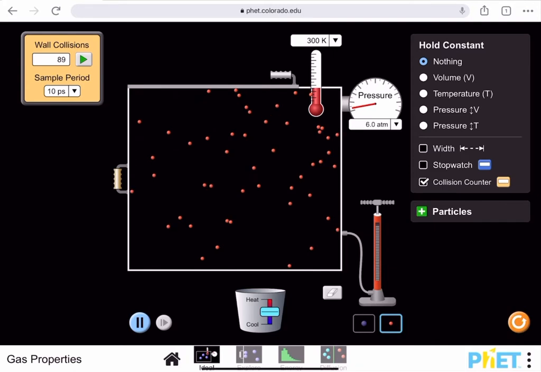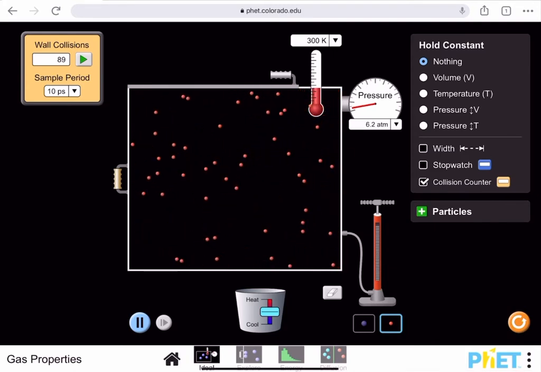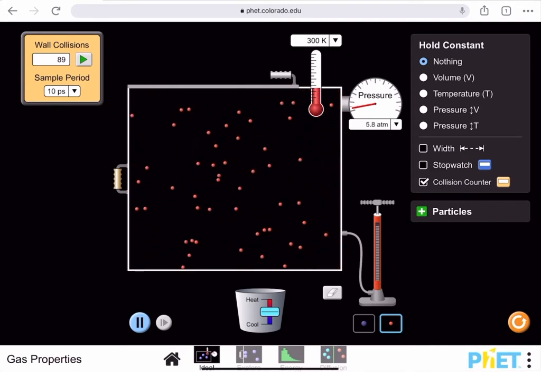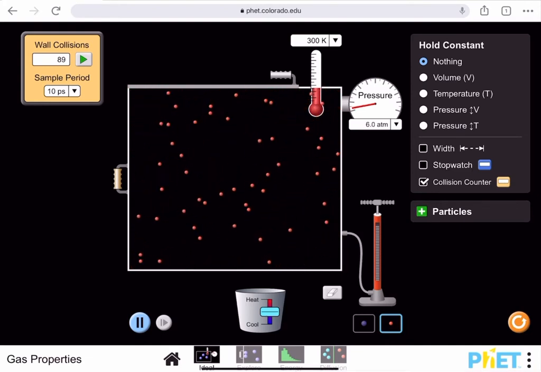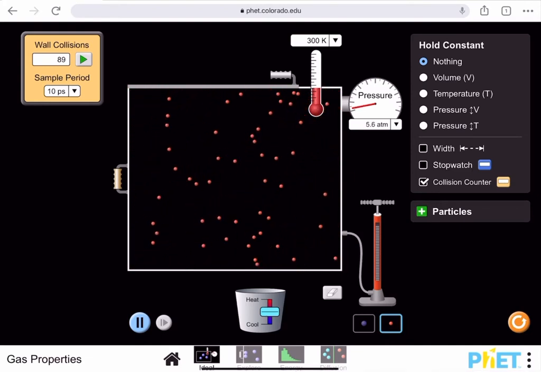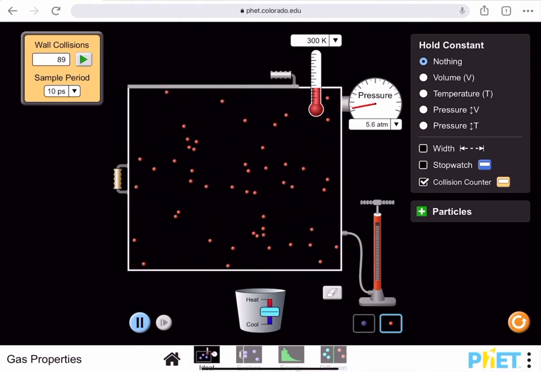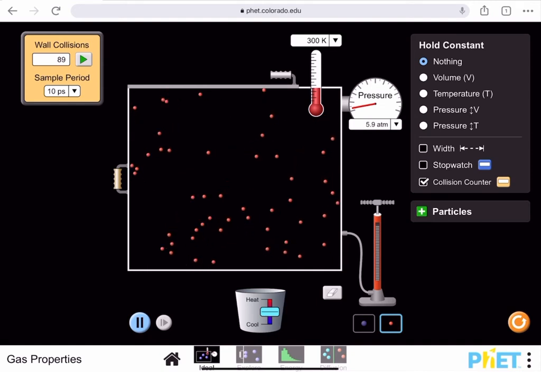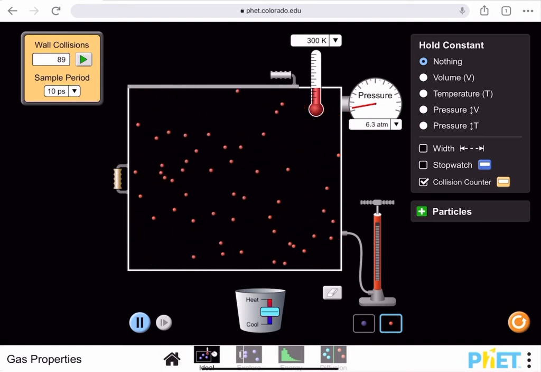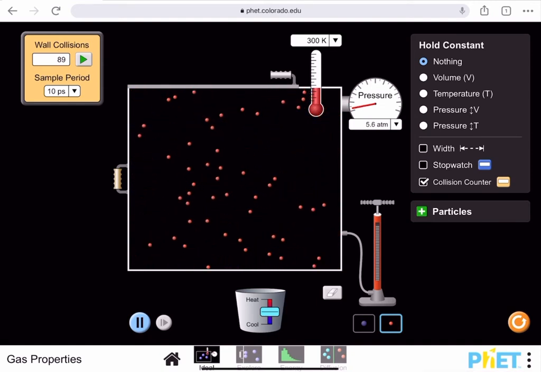So the question is, if pressure is based on wall collisions, then why is it that these molecules that are moving faster and have more wall collisions have the same pressure as a molecule that is moving slower, a larger particle, that has fewer wall collisions? The key is the force at which they hit. These smaller particles have less mass.